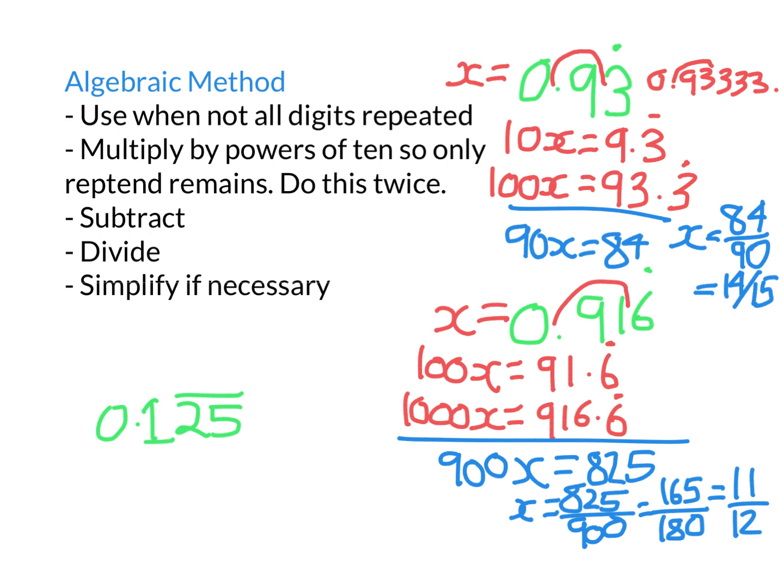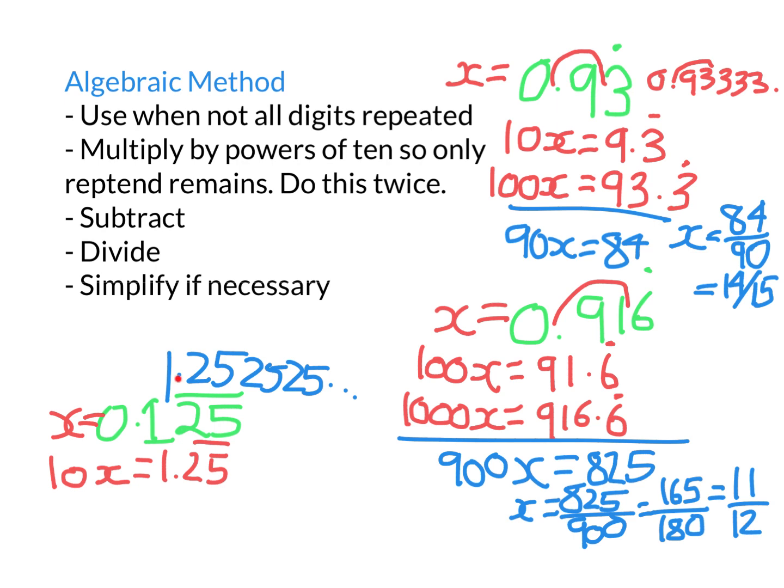All right, let's do this last one, 0.125 recurring. So I'm going to let x equal the number. So I'm going to times x by 10 because that will move the decimal point 1 spot to the right, and I will still have the same set of repeating digits after the decimal point. So now I need to times this again. Because there are 2 digits in the reptend, I'm going to need to move the decimal point 2 spots over.